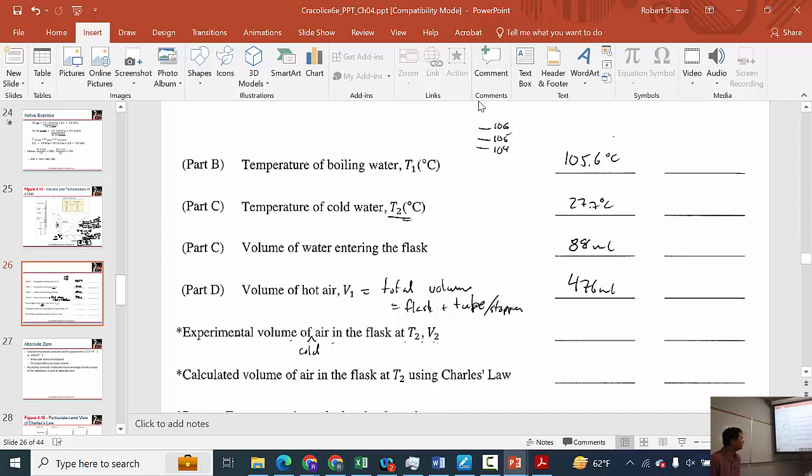The hot air filled the entire container, but the cold air didn't. And so this is equal to 476 minus 88 milliliters because 88 milliliters of water got sucked in. And so this gives us how many? 388 milliliters? Is that right? Isn't it 398? 398? Yeah, 398.